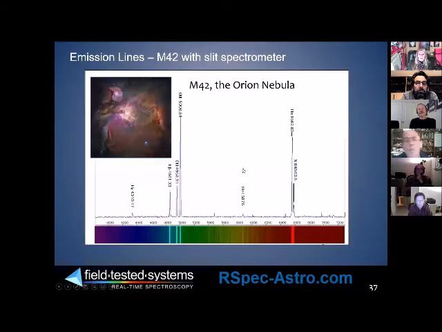So here's an M42 done with a slit spectrometer. It's an extended object, but notice how nice and narrow this hydrogen alpha is, and there's that ionized oxygen with that Roman numeral 3 again.